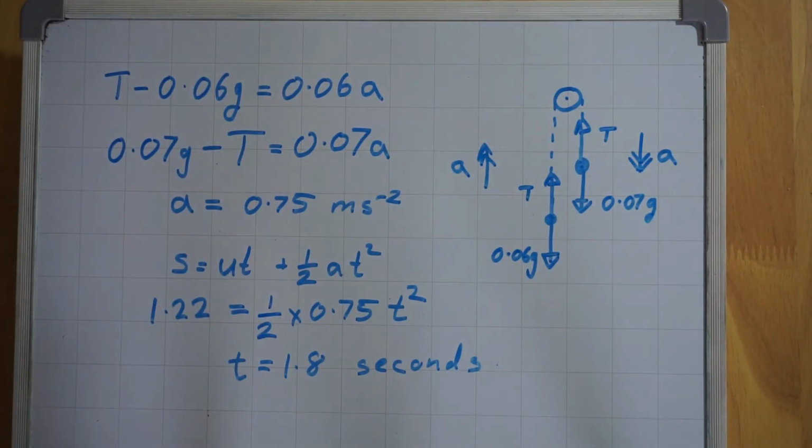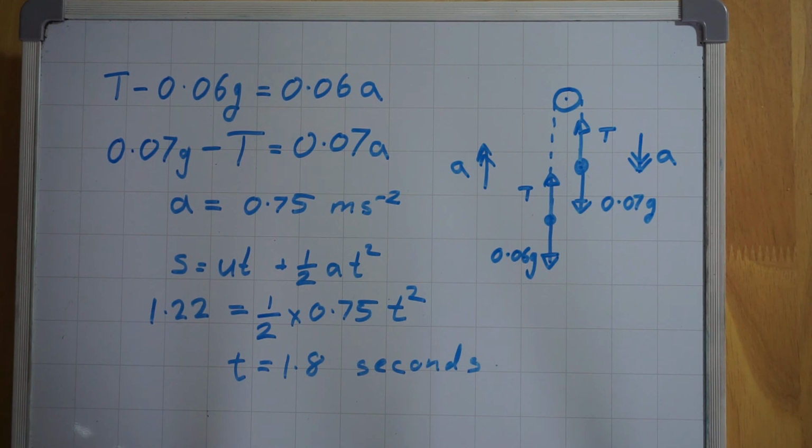The time that we have observed from the experiment is slightly greater than the 1.8 seconds. This is to be expected because of two factors. One is the effect of air resistance on the objects as they move, and the second is due to the fact that the pulley is not perfectly smooth and not perfectly light.